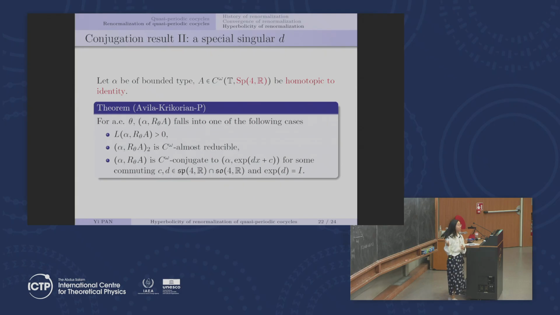So in this sense, we have generalized the result of Avila-Krikorian for SL(2,R) to Sp(4), and they are both homotopic to identity. And for the case non-homotopic to identity, some part of the regular case we have seen before.